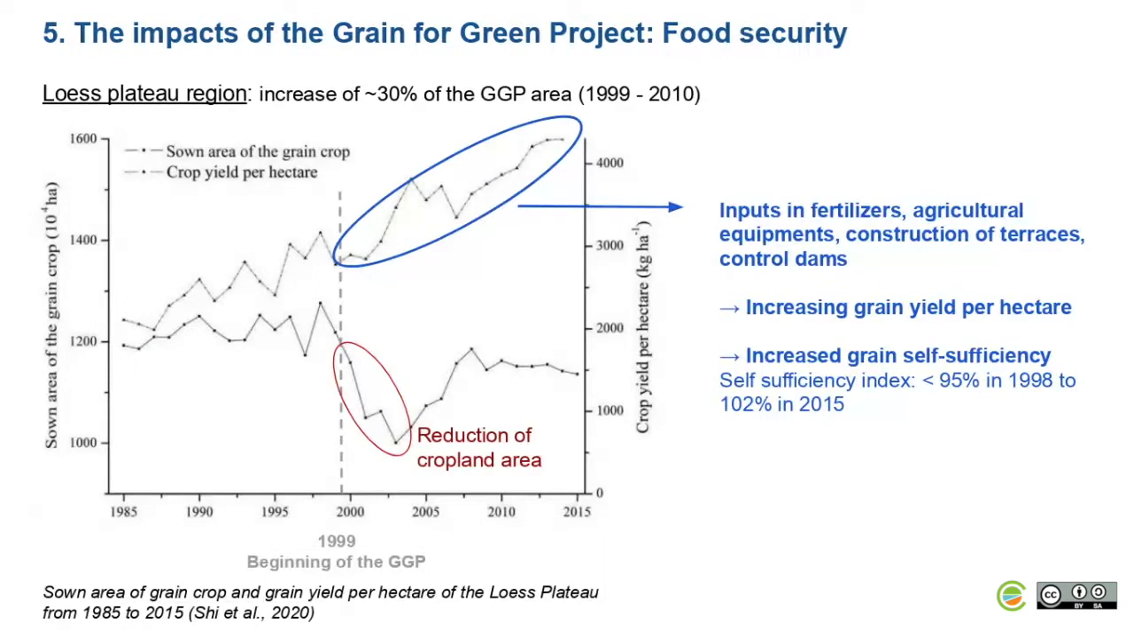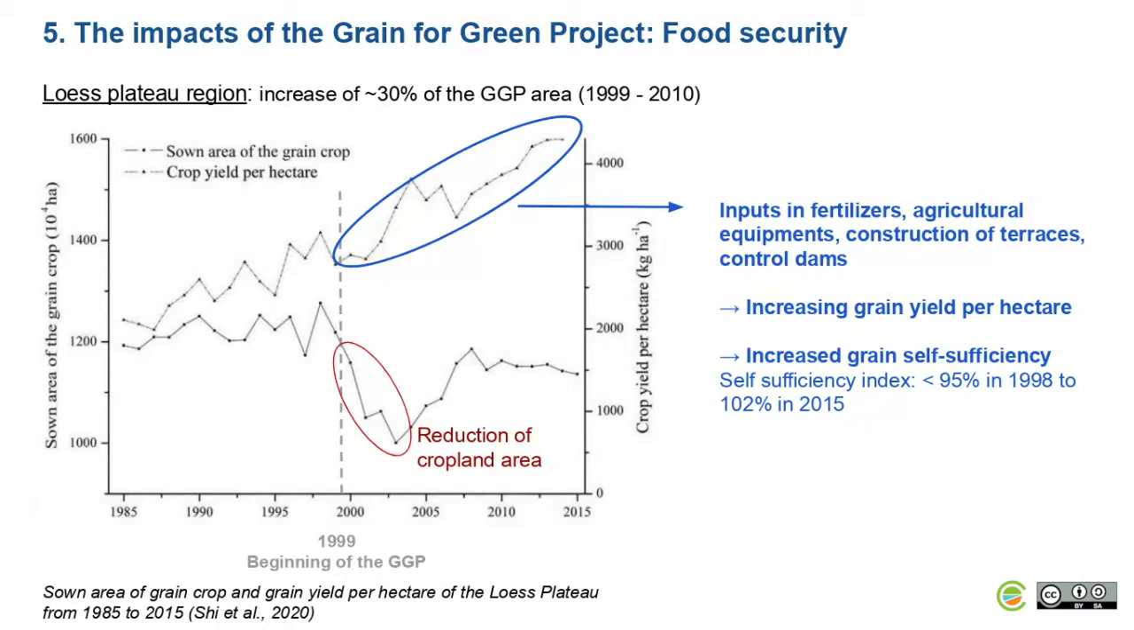Okay, so now we are going to see the impacts of the Grain for Green project on food security. So here is the Loess Plateau region, where there was an increase of about 30% of the Grain for Green project area between 1999 and 2010. So here we have the evolution of the crop yield, the cropland area, and the crop yield per hectare.